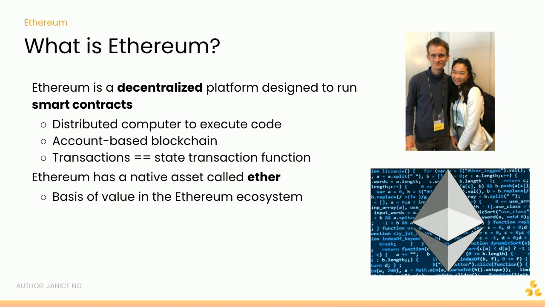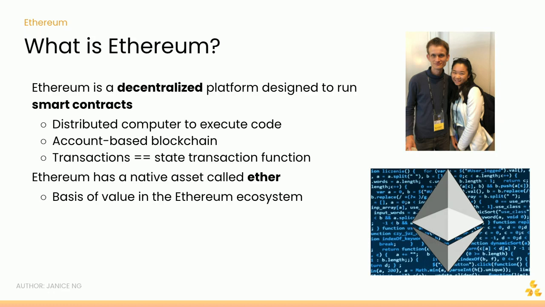But when he created Ethereum, he wanted to create a platform to run smart contracts. So the purpose of Ethereum is not to be a currency, which we'll get into later. But basically, it's a distributed computer to execute code. And it's an account-based blockchain. So where Bitcoin had UTXOs, if you remember, so like little piggy banks that were attached to your name, Ethereum uses accounts. So it's more like a traditional bank account where you add and subtract from your balance. And so we'll see how that's easier later on. And transactions are equal to the state transaction function.